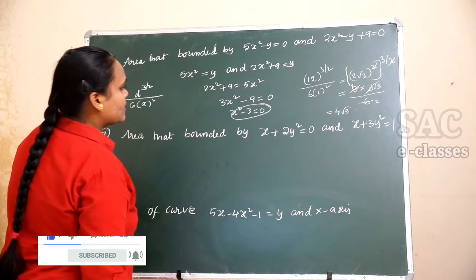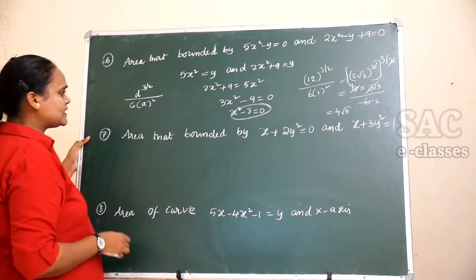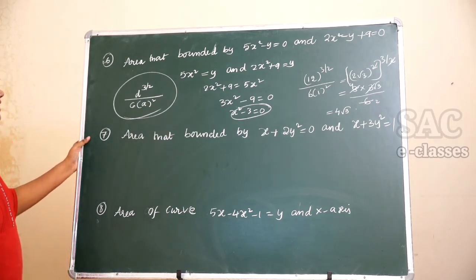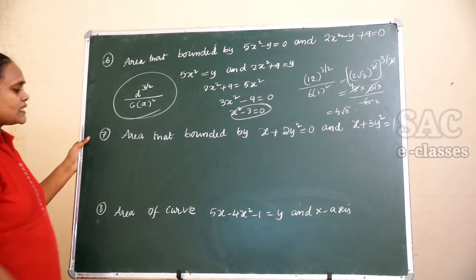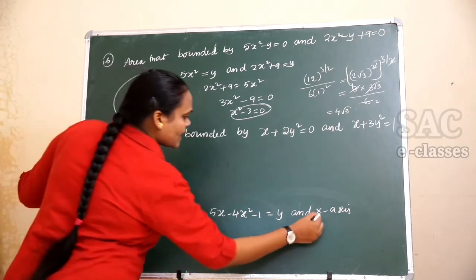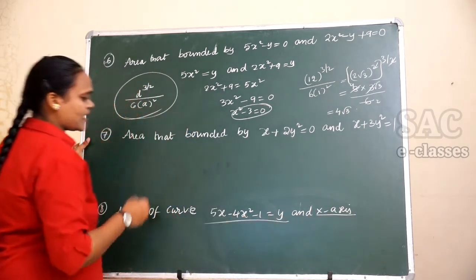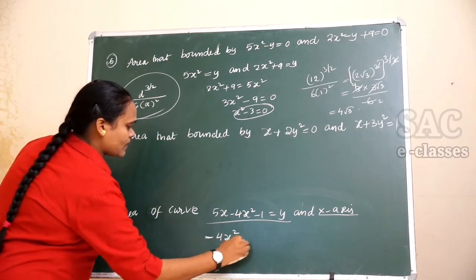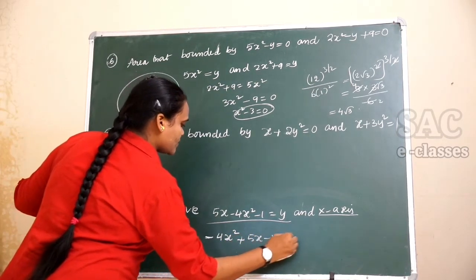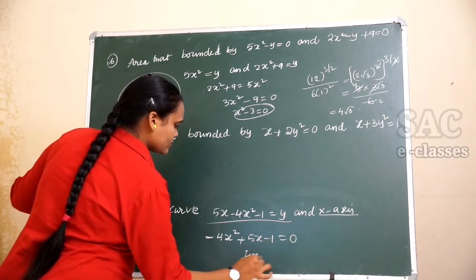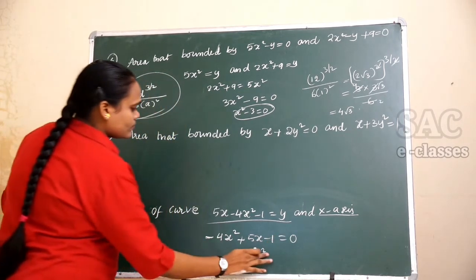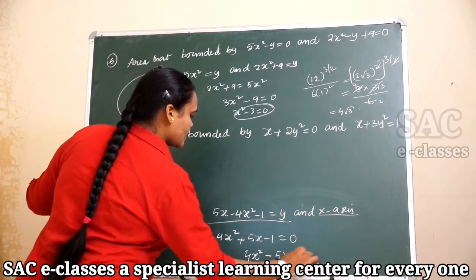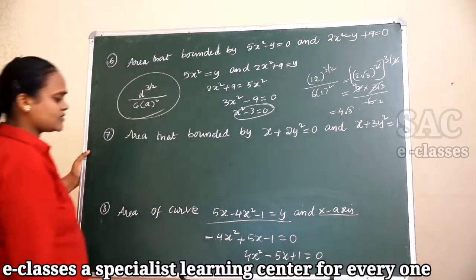Coming to this one, I am giving it to you as practice using the same formula, D to the power 3 by 2 by 6 into a squared. See here, this we can also find with the x-axis and this parabola. Now, minus 4x squared plus 5x minus 1 equal to 0. Make sure that the leading coefficient is positive. I am taking out a common minus.